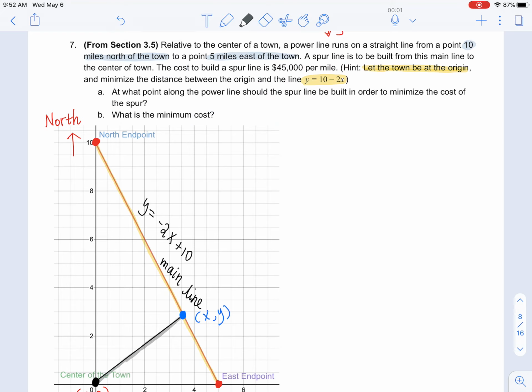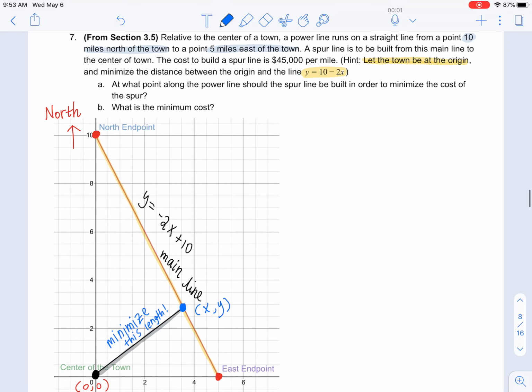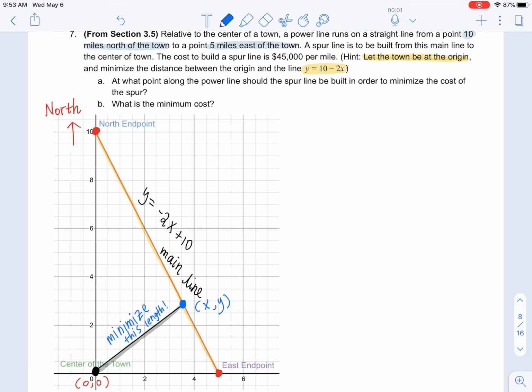Let me go ahead and highlight this with the black highlighter. So what you want to do is minimize this length. The shorter the spur line, the cheaper the cost it will be to build it.